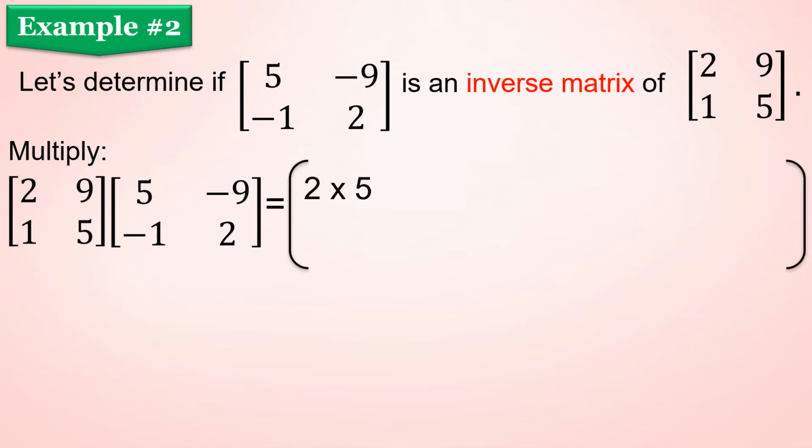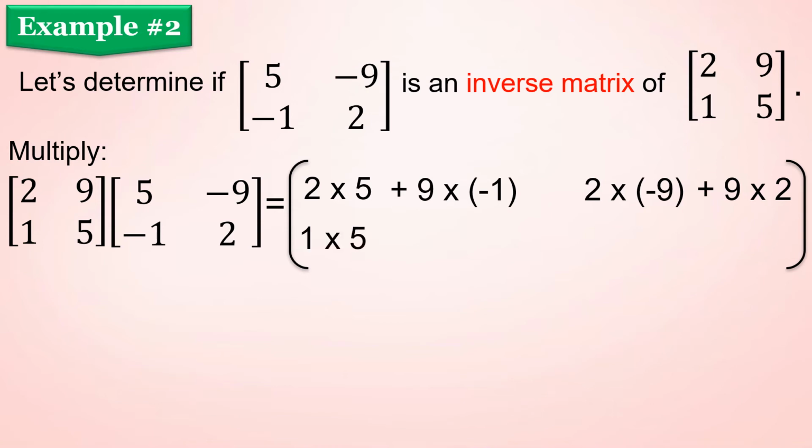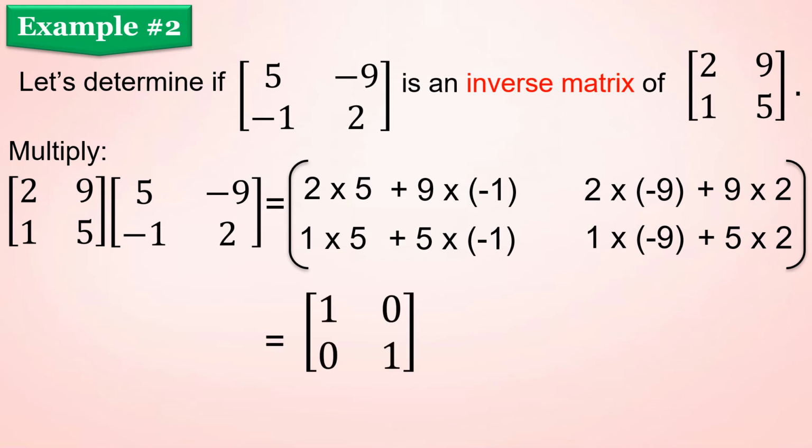So we have 2 times 5 plus 9 times -1. 2 times -9 plus 9 times 2. 1 times 5 plus 5 times -1. 1 times -9 plus 5 times 2. Now, let us simplify. So it is equal to 1, 0, 0, 1.